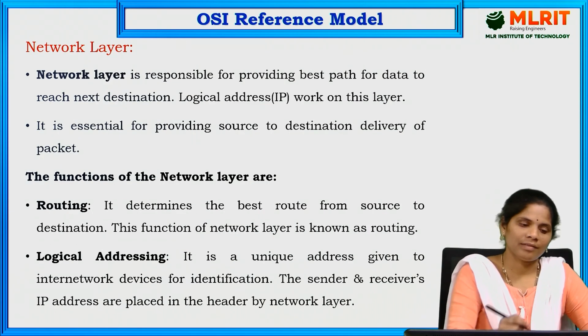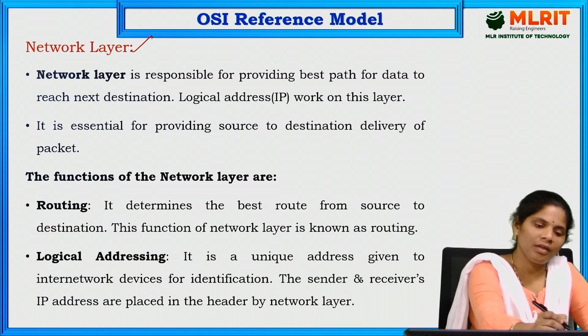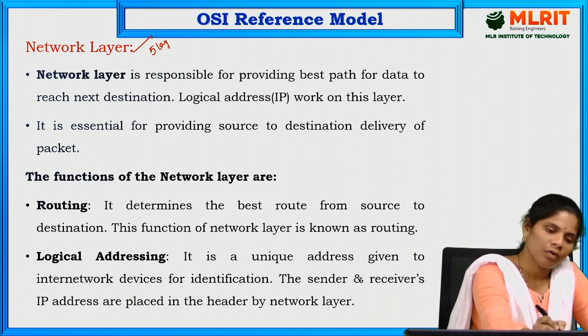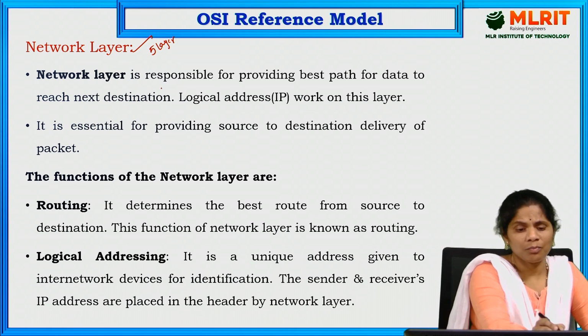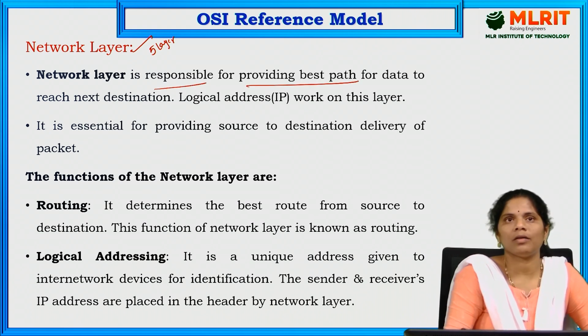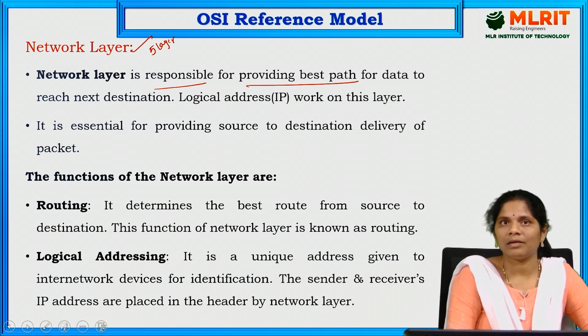And next one is the network layer. What is the network layer? This is the third layer in the OSI reference model. It is mainly responsible for providing the best path. The application layer is for selecting the application, the presentation layer is the format of data, the session layer is creating the session, and the transport layer is transferring the data.